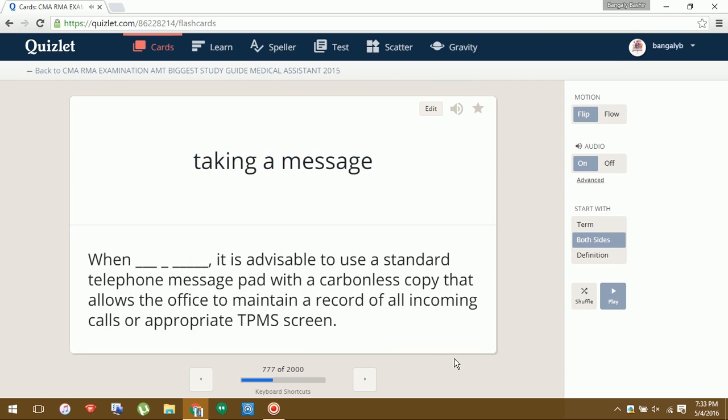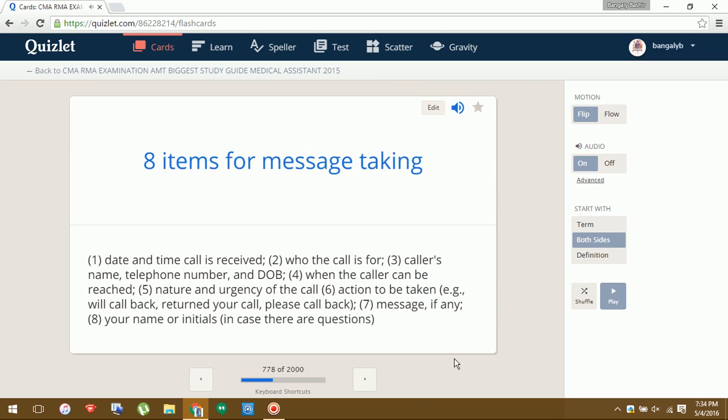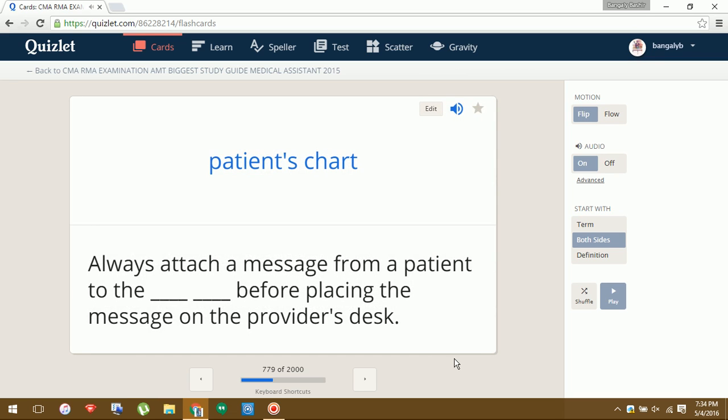Taking a message. When taking messages, it is advisable to use a standard telephone message pad with a carbonless copy that allows the office to maintain a record of all incoming calls, or the appropriate TPMS screen. 8 items for message taking. Patient's chart. Always attach a message from a patient to the patient's chart before placing the message on the provider's desk.